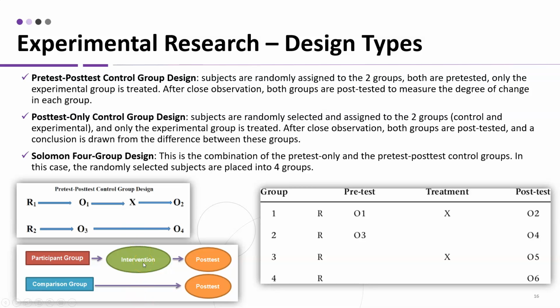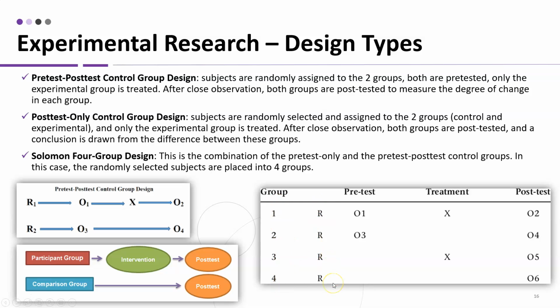After close observation, both groups are post-tested and a conclusion is drawn from the difference between the groups. Now with the Solomon 4 group, this is kind of a combination of the pre-test only and the pre-test post-test groups. Notice we have 4 different groups. Okay, so here's the 4 groups.